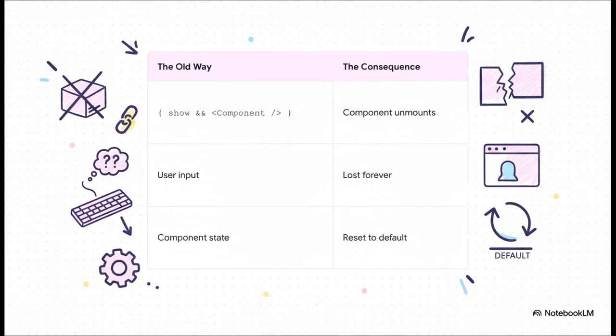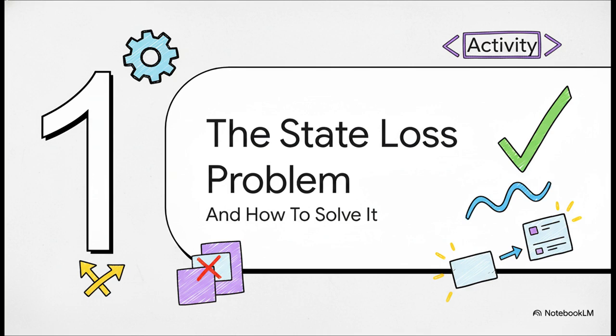And this is the culprit, right here. The old way of doing things, that simple show and hide component. Well, the consequence is that React literally rips the component out of the DOM. It unmounts it, and that's what causes all the chaos. User input, gone. Internal component state, reset back to zero every single time. So, let's talk about the state loss problem, and, more importantly, how to solve it.